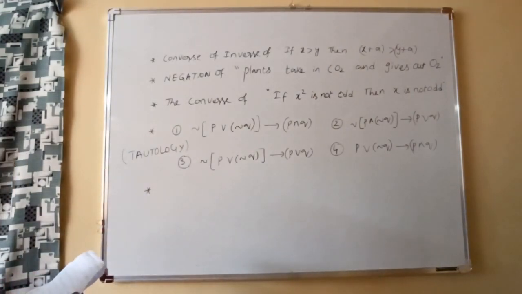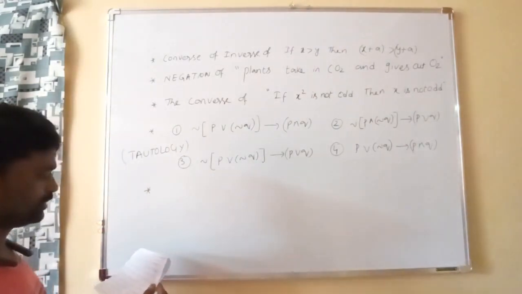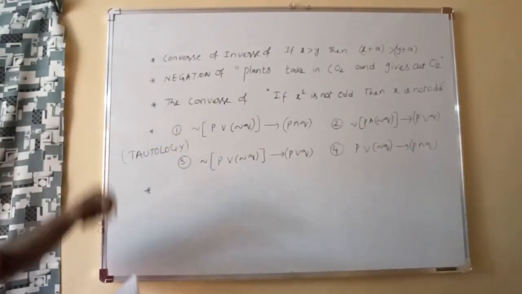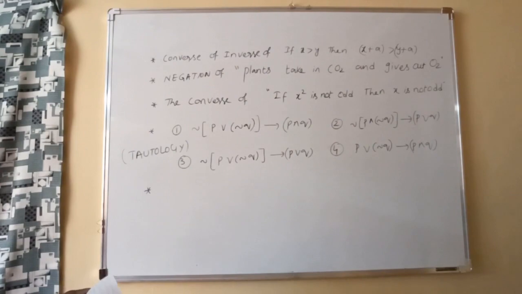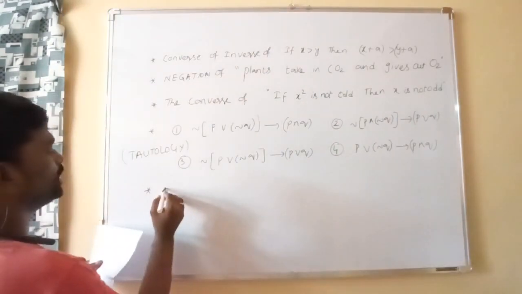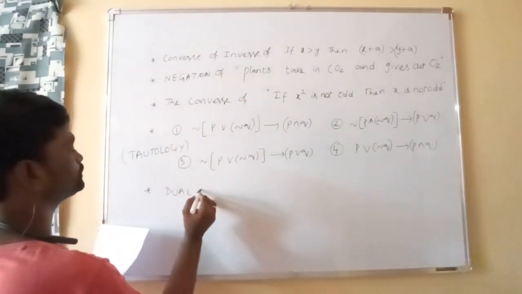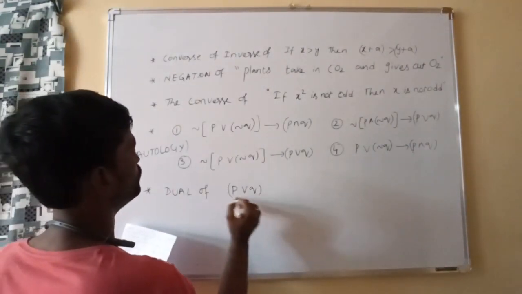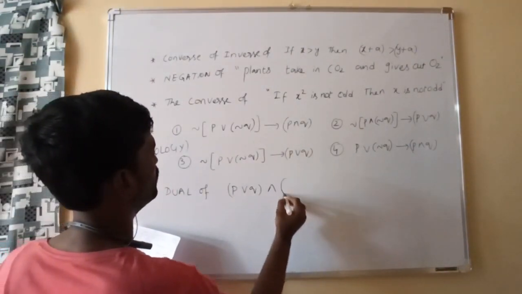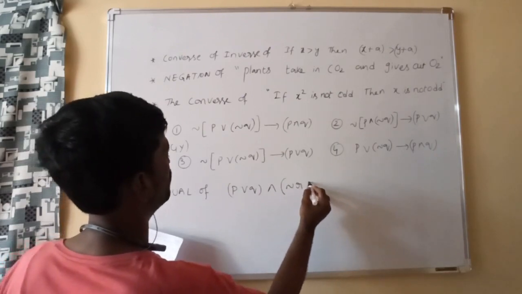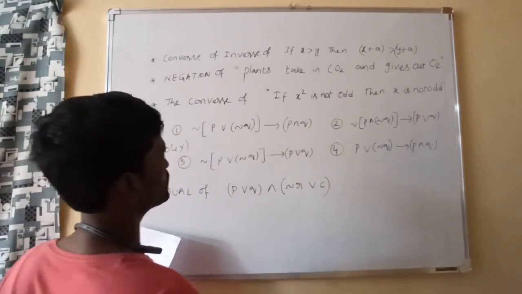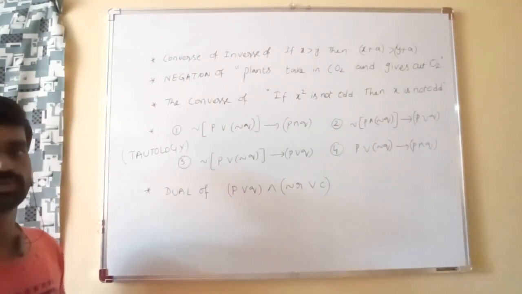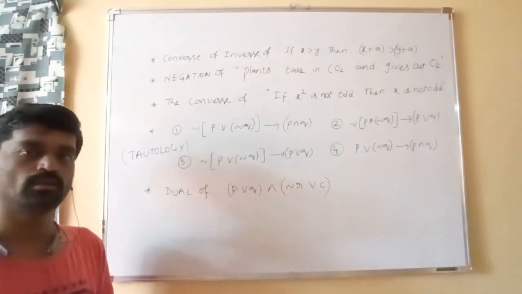Next two, one, two, three, four. So one more question. What is the dual of the statement P or Q and negation or contradiction? So with these 5 questions, you try to solve and comment.